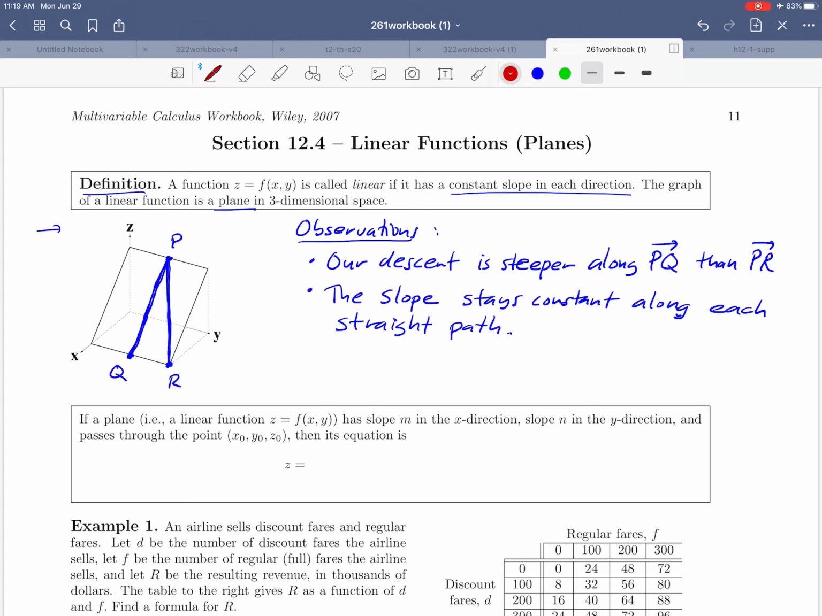Okay, and this second property is an important property that describes any flat surface in three-dimensional space. If you choose a straight path and you walk along a plane, your slope is not going to change as long as you stay on that straight path.